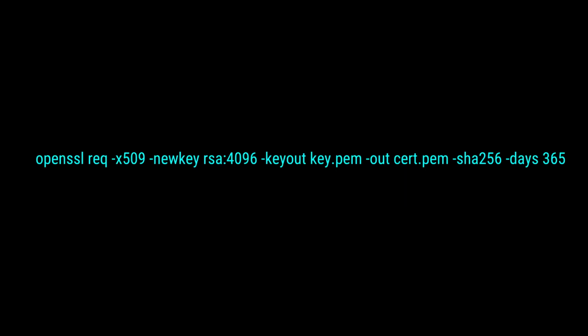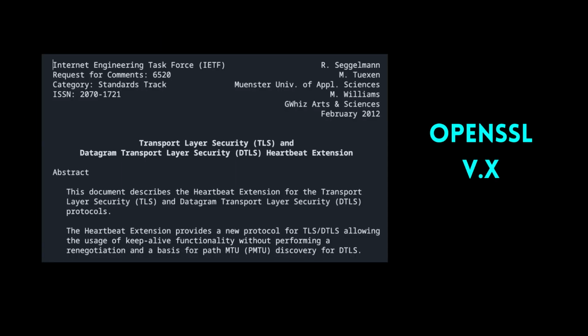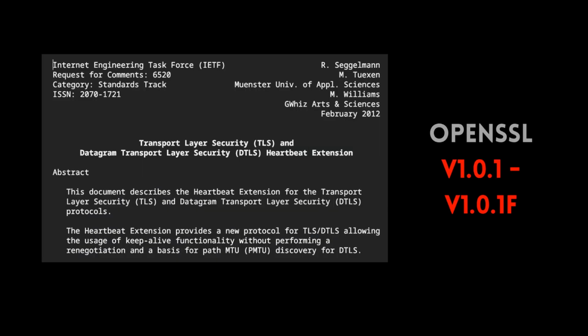OpenSSL is more than just a command that we use when creating TLS certificates. At its core, it's a library which is used by a variety of applications. Older versions of OpenSSL implement the Heartbeat extension. Extensions are used to modify the behavior of the protocol or provide additional functionalities. Certain older OpenSSL versions use the Heartbeat extension and are vulnerable to the bug.